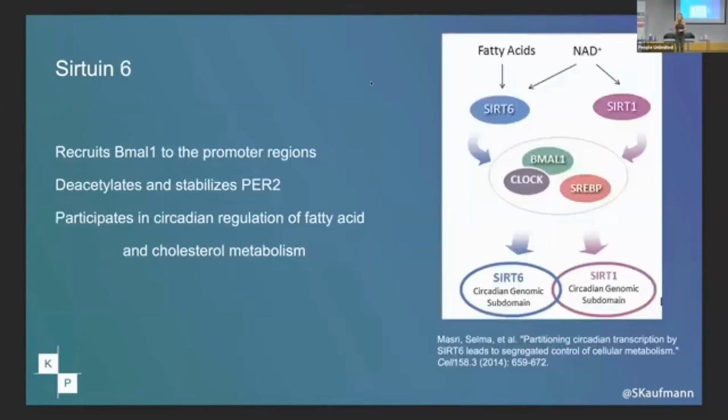Sirtuin 6. We used to think that 6 didn't do a whole lot of anything, but 6 is huge in your DNA repair mechanism system. And this is how I got into all of this in the first place. So what does it do? It brings BMAL1 to the E box, right? So that's crucial. If you don't have that, the whole system sort of falls apart. And it also stabilizes the negative part, PER2, right? That's the negative feedback loop. It stabilizes that. And just remember that these things do other things. It also controls all of your fatty acid and cholesterol metabolism.